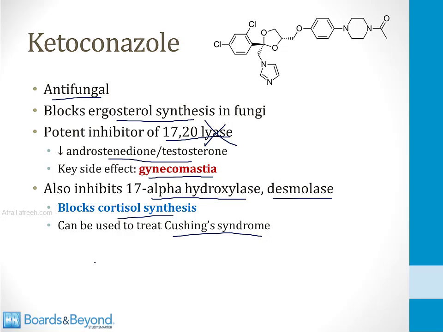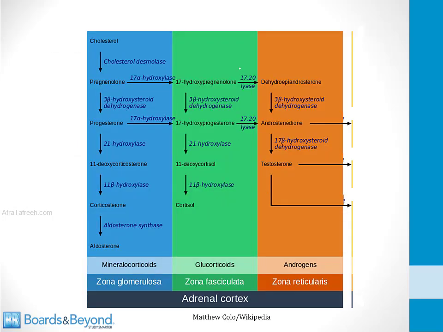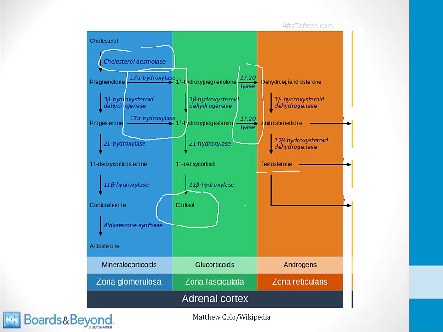And that's why ketoconazole can sometimes be used as therapy. If we go back to this slide, ketoconazole can inhibit the enzyme 17,20-lyase. That will result in less production of testosterone, and that's why gynecomastia can be a side effect in men. In addition, at higher dosages, it can inhibit the enzyme 17-alpha-hydroxylase and also the enzyme desmolase. This will result in less production of cortisol, and that's why ketoconazole can sometimes be used to treat Cushing syndrome. And that concludes our video on the adrenal glands.